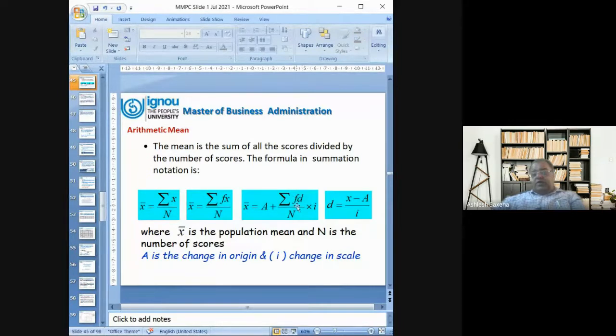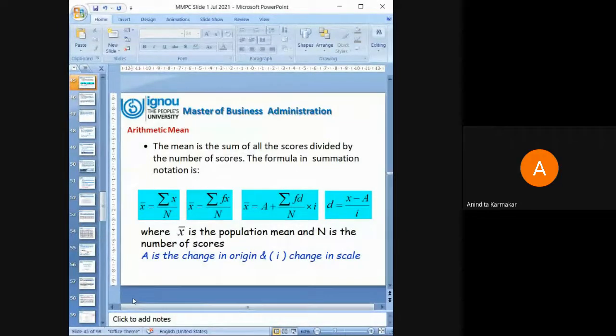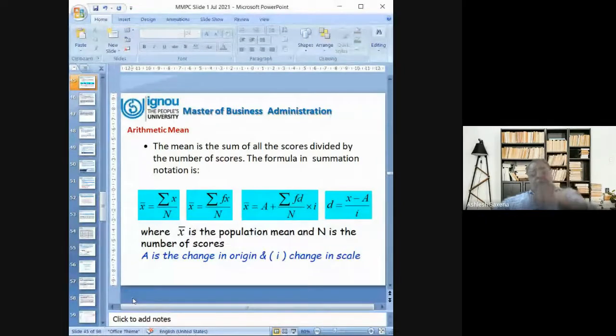What you can see over there is the product of f into d. d is nothing but d is equal to x minus a upon i. Sorry, d is equal to x minus a upon i. This d is part of this, where d is equal to x minus a upon i.